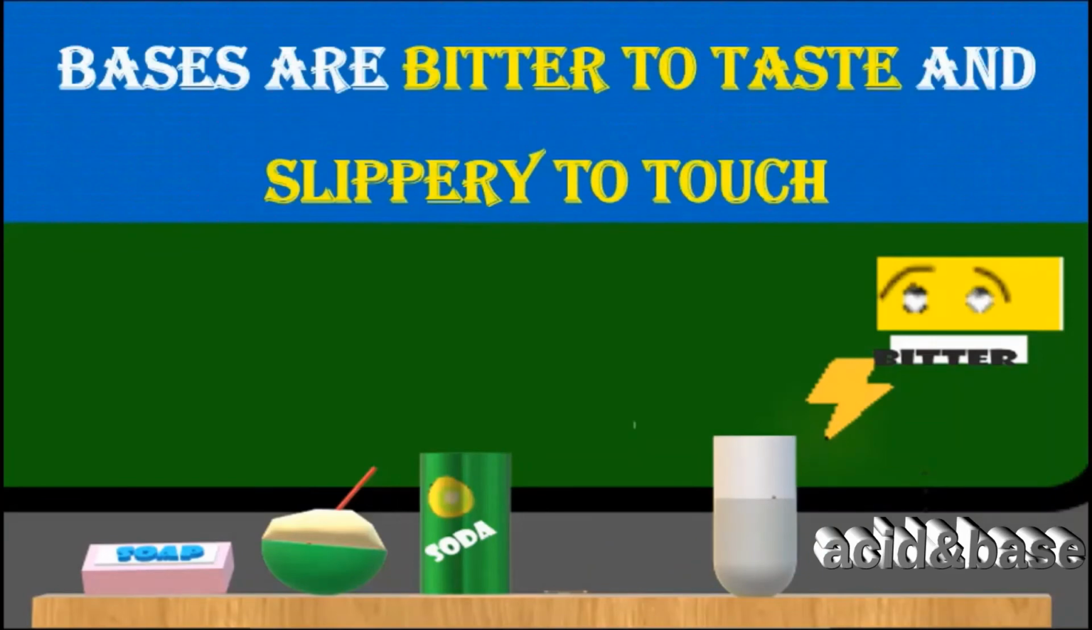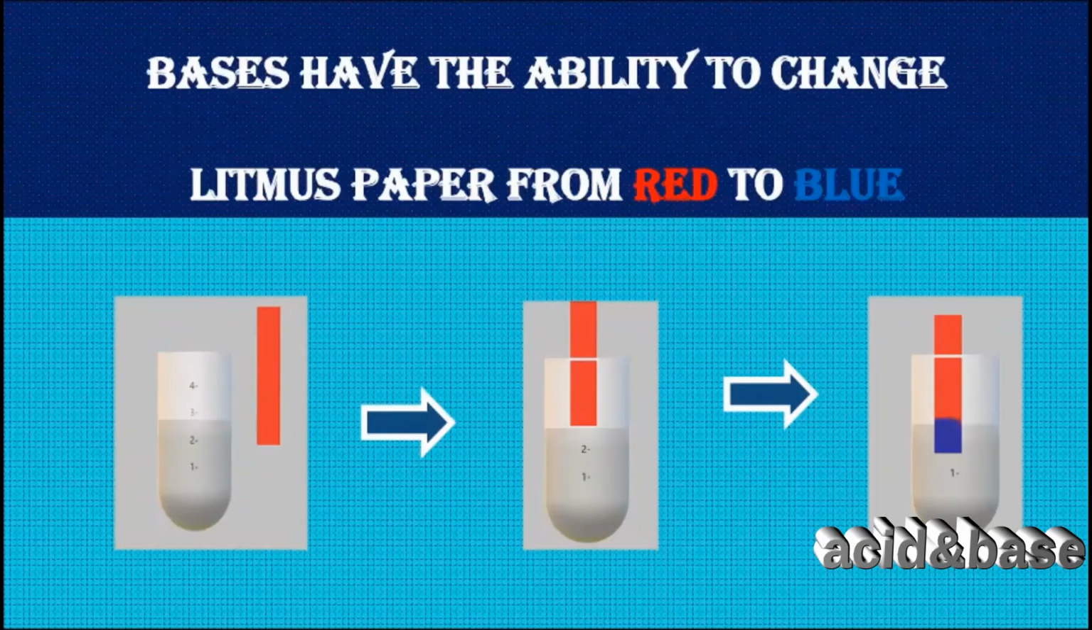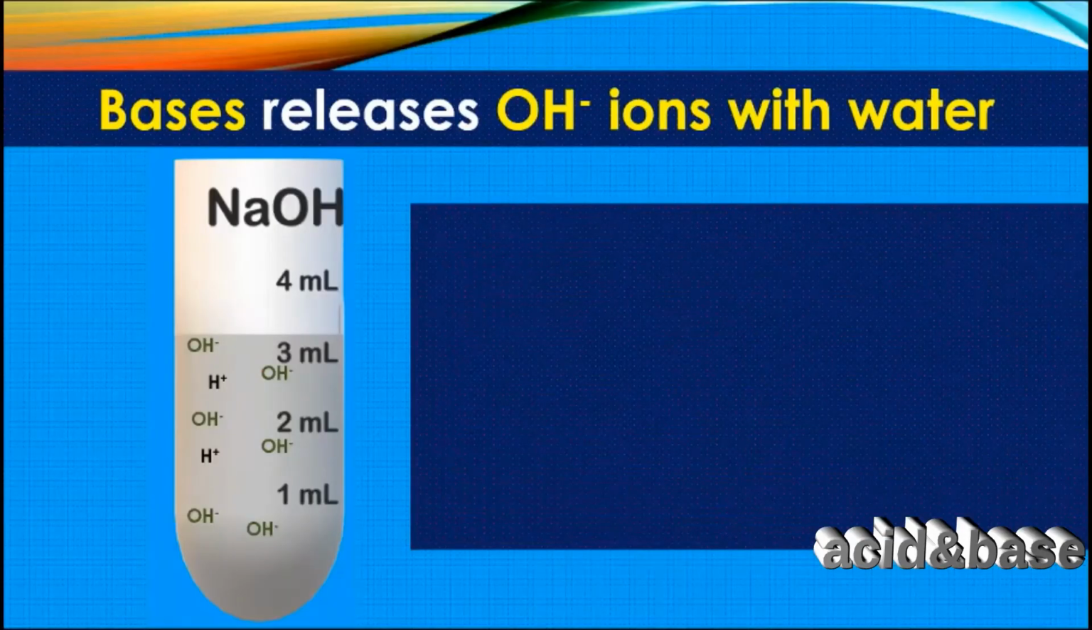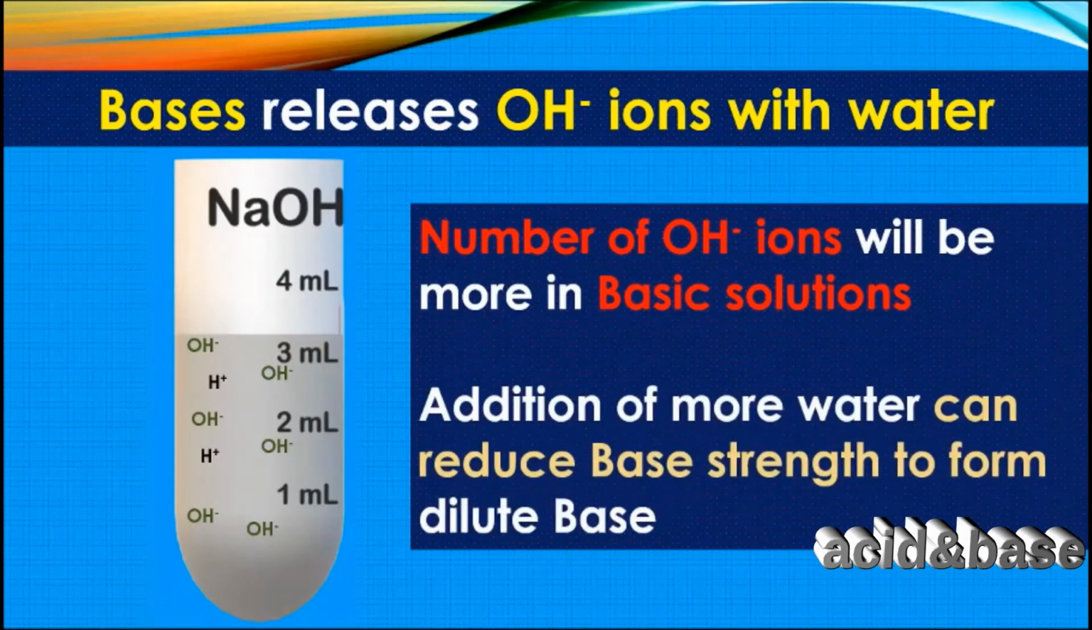Bases are bitter to taste and slippery to touch. Bases have the ability to change litmus paper from red to blue. As an example, here we have a basic solution in which red litmus paper is dipped. The color of the red litmus paper changes to blue. Bases release OH- ions with water. The number of OH- ions will be more in basic solutions. If you add water to such solutions, the strength of the base reduces and it forms a dilute solution.